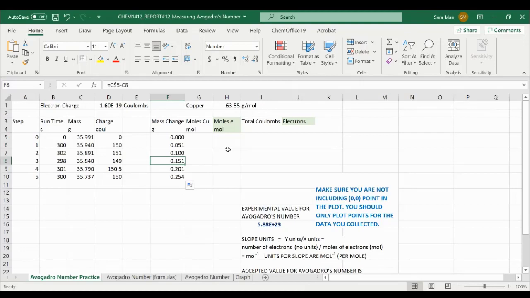You can do it with a calculator. You can do, for example, the mass in step 0 minus the mass in step 1. Then for the next one, mass in step 0 minus mass in step 2. But Excel will help you to do it much faster.